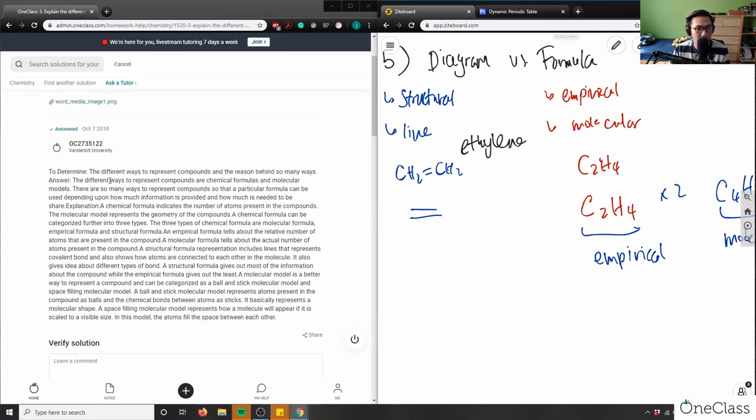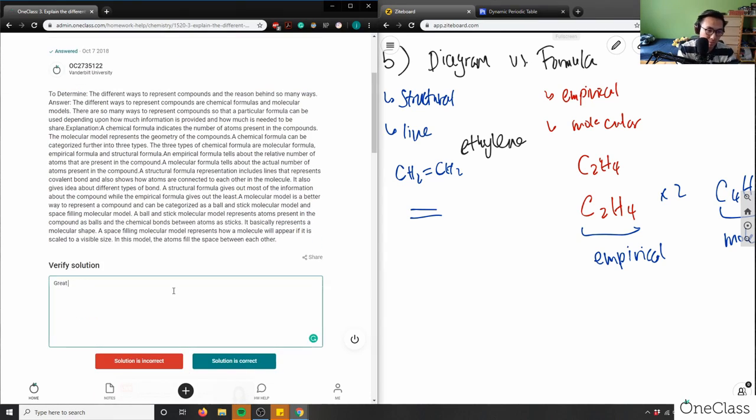Let me look at the problem here. It says the chemical formulas and molecular models. So it's kind of the same thing. They broke it down to empirical and molecular formulas, which is great. Structural formulas and molecular formulas, space filling. They talk about bonding. They talk about molecular shape and orbitals as well. And they talked about how the relative number of atoms is in empirical formulas and the actual number of atoms is in molecular formulas, which is great. So yeah, this is a good explanation. It's basically a summary of what I kind of said. So great summary, great solution and analysis here.